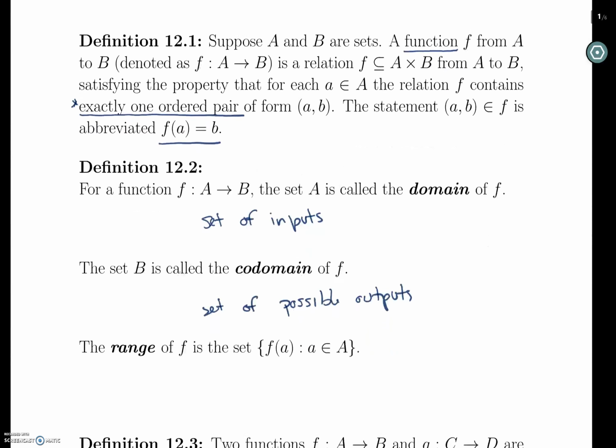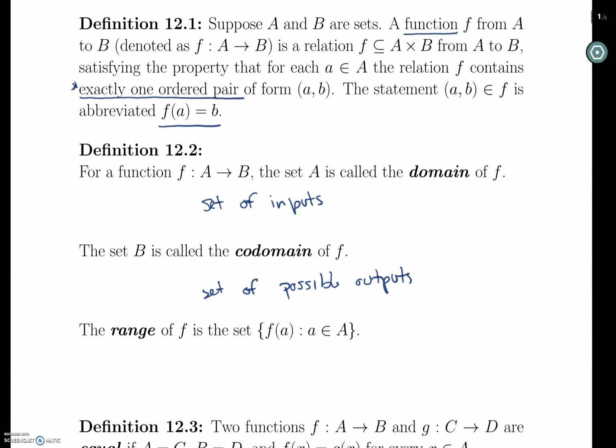And that word possible is important, because not everything in the codomain has to be used. So this is the set of possible outputs. And we're going to call the range of f the set of what actually comes from our input. So it's the set of actual outputs.